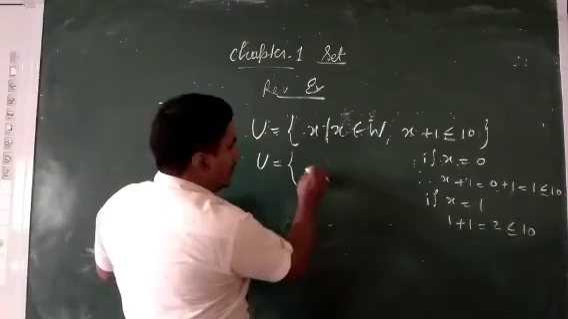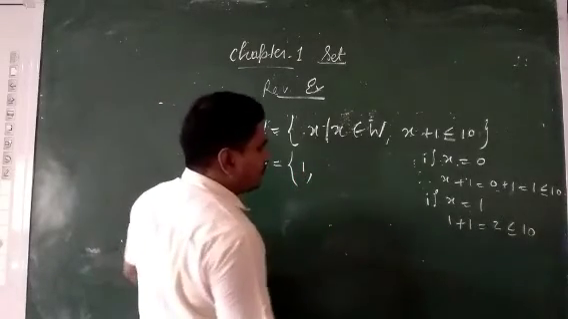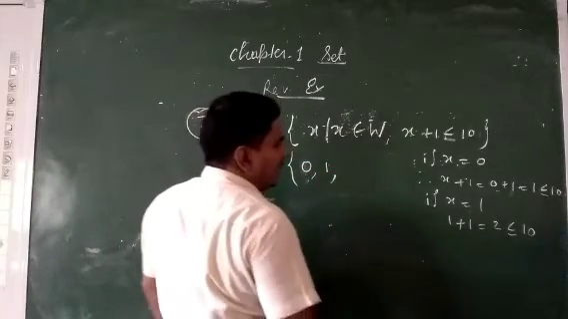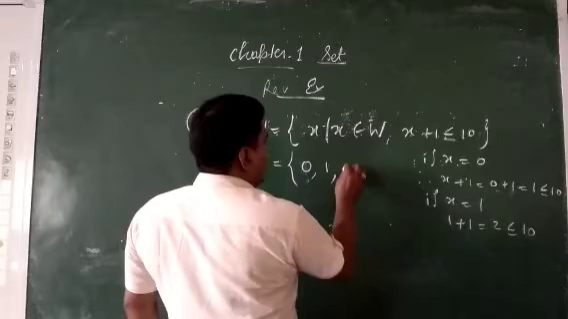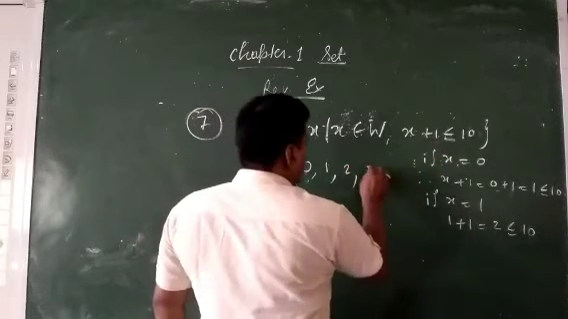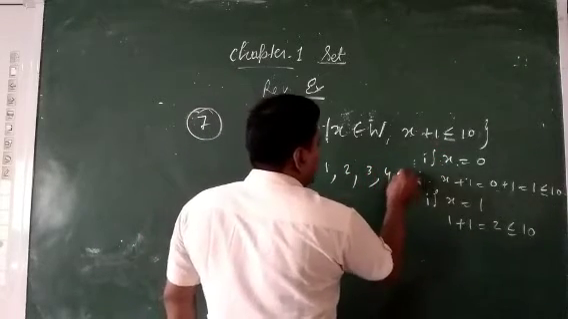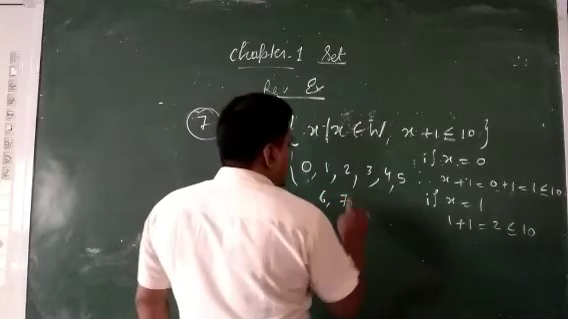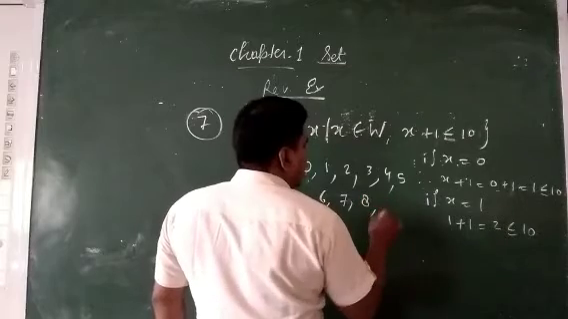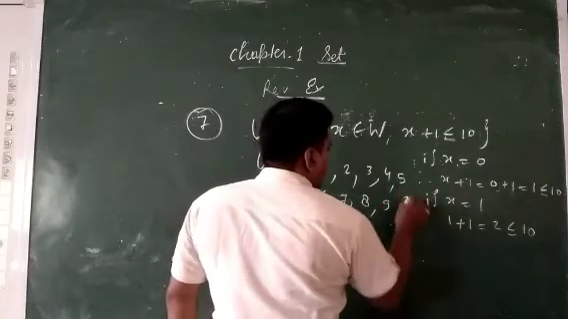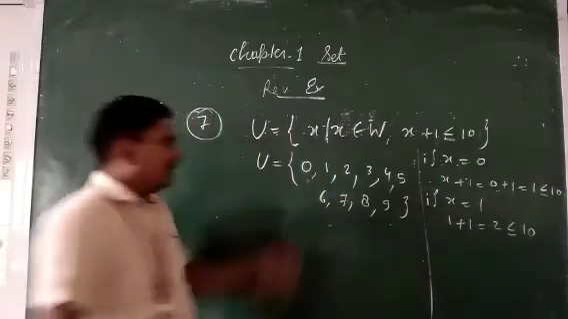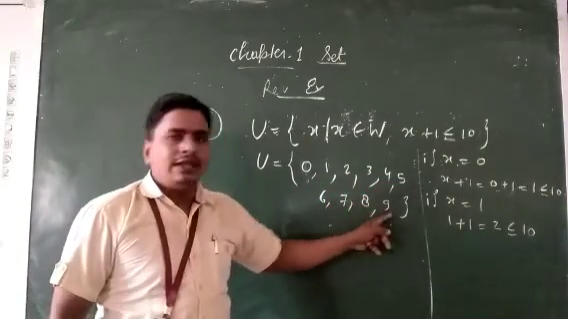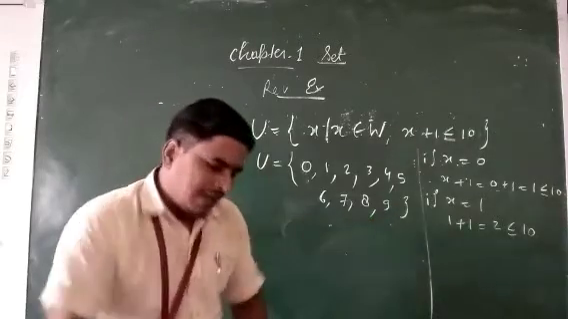First 0, then 1, then 2 plus 1, 3, 3 plus 1, 4, 4 plus 1, 5, 5 plus 1, 6, 6 plus 1, 7, 7 plus 1, 8, 8 plus 1, 9, and 9 plus 1, 10. So the elements of set U are 0, 1, 2, 3, 4, 5, 6, 7, 8, and 9. Clear? And one more set is given.